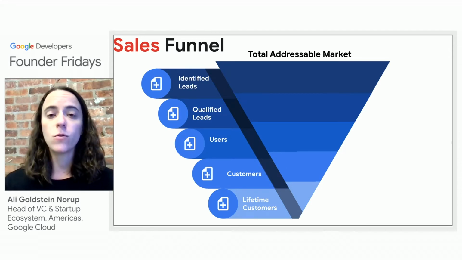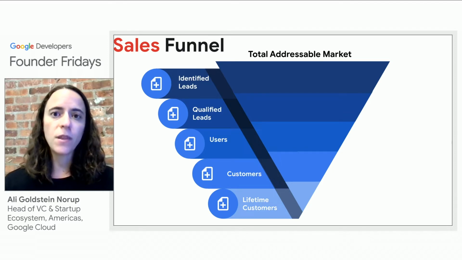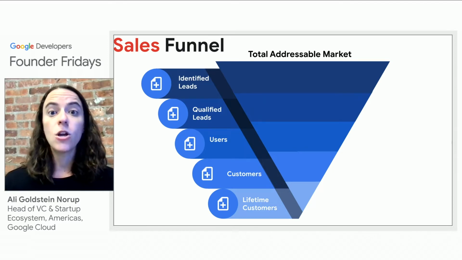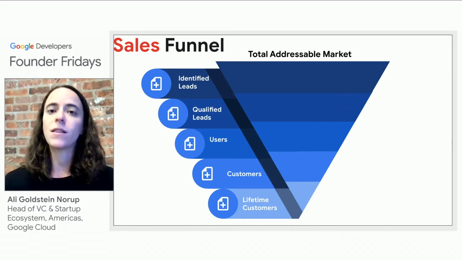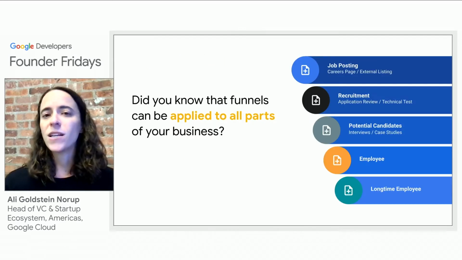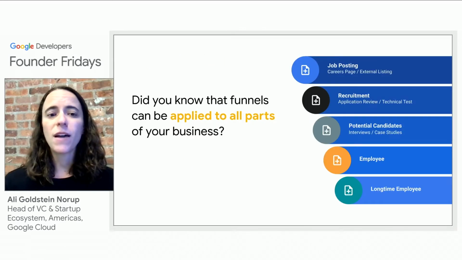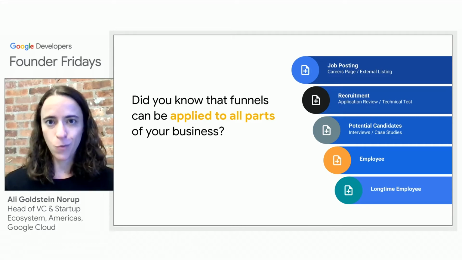So think of those conversion moments at the top of the funnel as some of your leading indicators. Those changes can still happen. And more specifically, at the bottom, that lifetime customer is a lagging indicator. I want to show you that you can apply funnels to all parts of your business. We've talked about revenue generation previously, and usage and product.